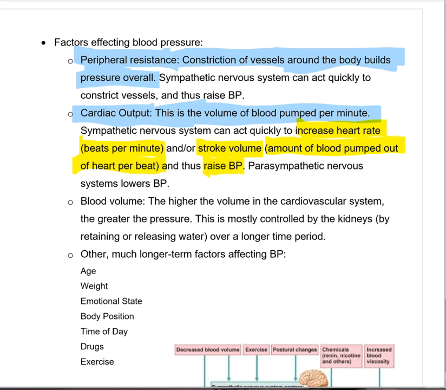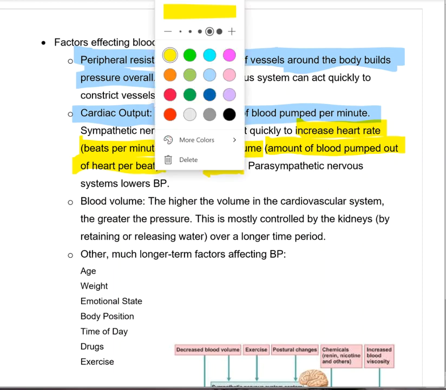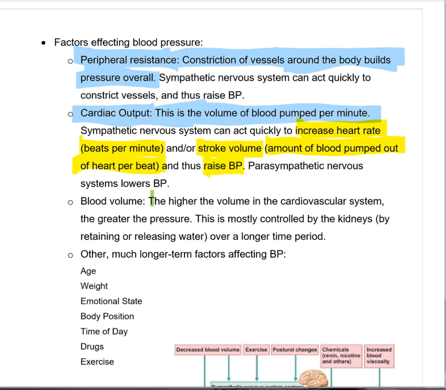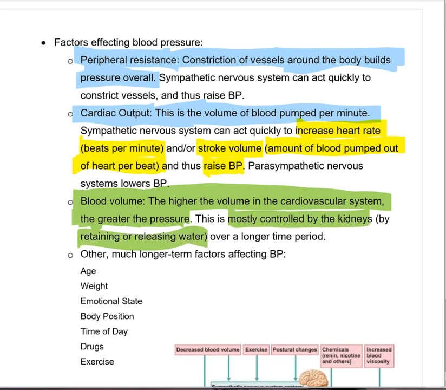The third big one is blood volume. The more blood in our cardiovascular system, the higher volume, the greater the pressure, right? That makes sense. Here, let's do it in a different color. We did all these in different colors. Let's pick a different color here. The greater the volume in the cardiovascular system, the greater the pressure. Blood volume in normal individuals is usually due to the amount of water that you have. And so it's mostly controlled by the kidneys by retaining or releasing water.